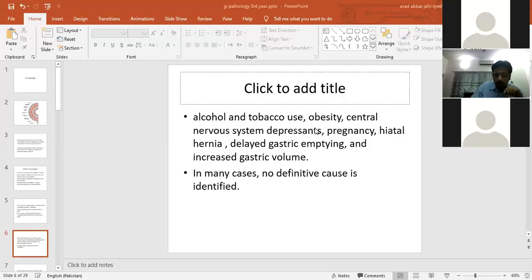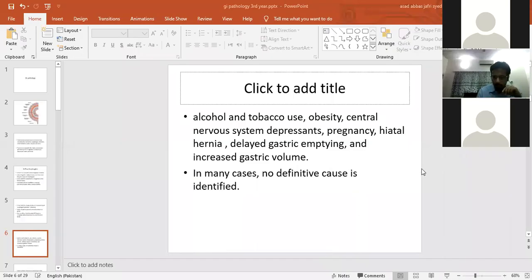So obesity increases the intra-abdominal pressure that can precipitate or exacerbate the reflux. Secondly, central nervous system depressants basically activate the vagal system, which causes increased acid production, and can also alter the resting esophageal tone. It can decrease the tone, so that predisposes the gastric contents to regurgitate into the esophagus.